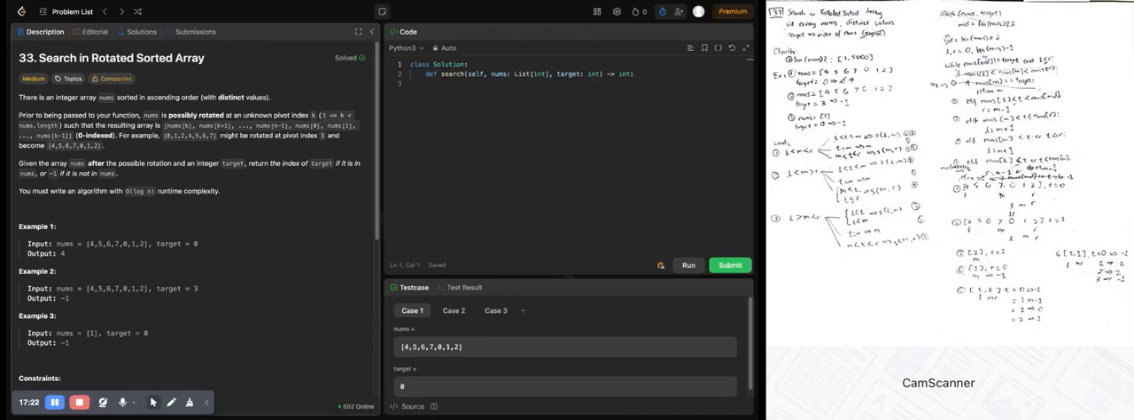Now we know when to go for which side when we are given the rotated sorted array. Does this sound reasonable to you? I am pretty good about this. May I proceed to programming? Okay.